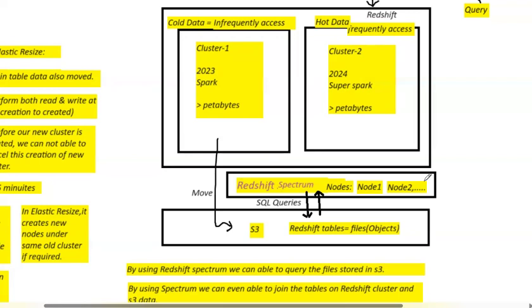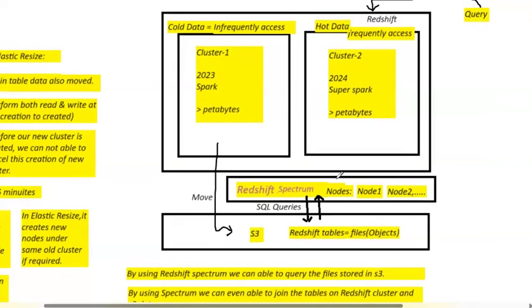So what about cost? For each query that you run, you are running your Spectrum, right? Yes. So for the data that Spectrum scans under S3, you will be billed, based on the amount of data scanned. You will be billed only based on the amount of data that is scanned under S3. Whenever you use Redshift Spectrum, you will be billed only for the data that is scanned from S3.